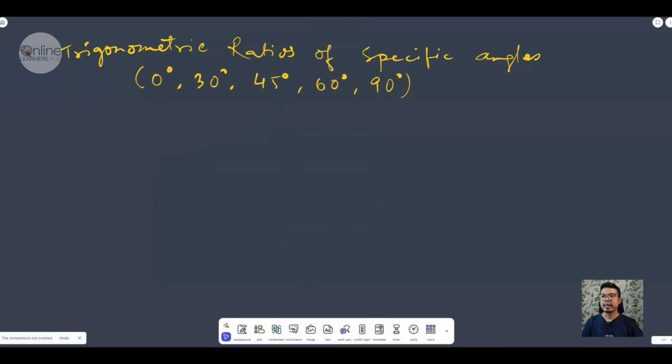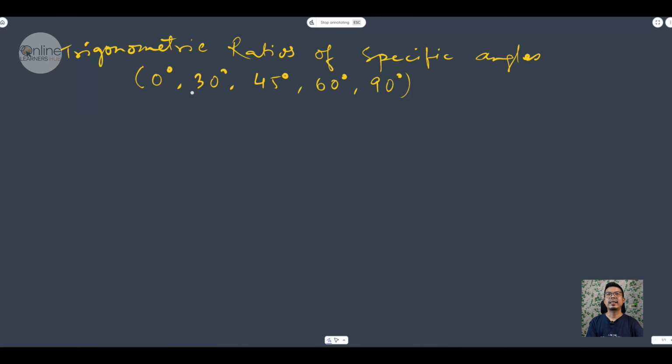Let me start with these 3 angles, 30, 45 and 60. The 0 degree and 90 degree we will do at last. So let's start with 30 and 60.